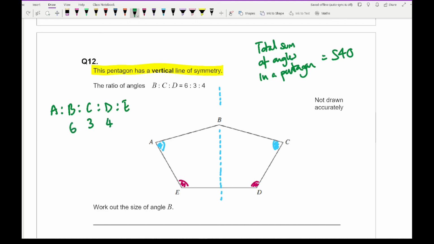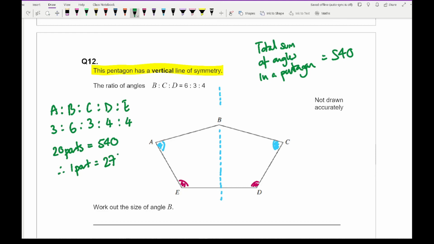Well, A and C are the same, so if C is 3, then A must be 3. And D and E are the same, so if D is 4, then E must be 4. So now I've got the number of parts of each angle, and if I add up the total number of parts, I've got 3 plus 6 plus 3 plus 4 plus 4, so that's going to give me 20. So 20 parts equals 540, so therefore one part is going to equal 540 divided by 20, which is 27 degrees.